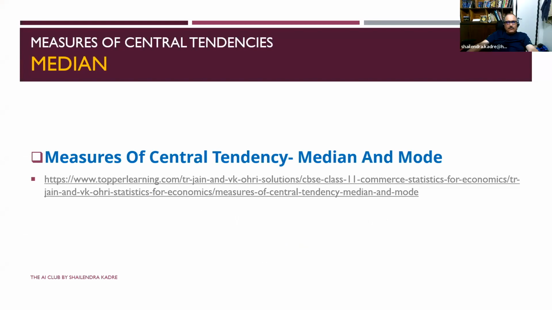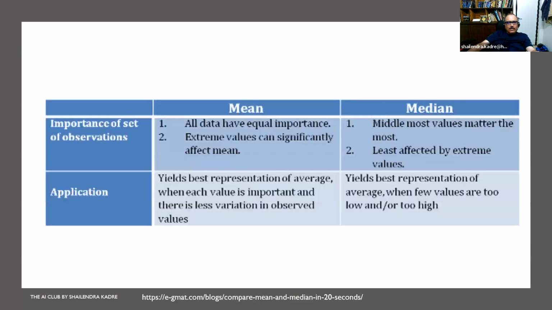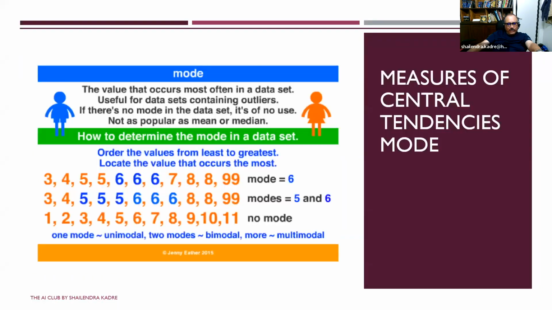So median and mode. Guys, can you tell me the mode? I'll give you one example. Now see here. First one: 3, 4, 5, 5, 6, 6, 7, 8, 8, 9, 9. What is the mode? Mode is 6, not 666. Now see the second one.